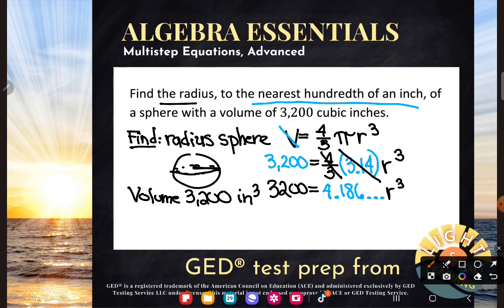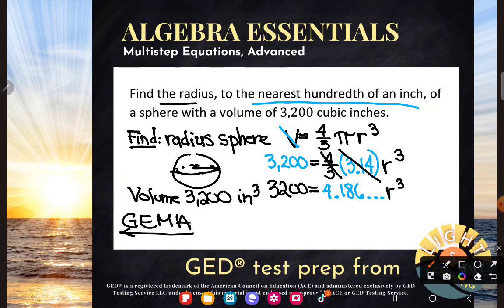That cube is attached to the R, not the 4 point something something out front. And so there's no more simplifying to do. It's time to start solving. Now, remember, when we're solving, we're working backwards. So even the order of operations goes backwards.